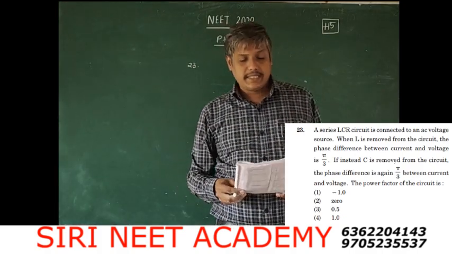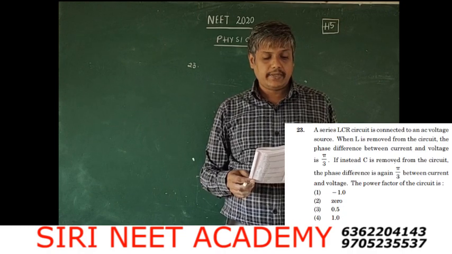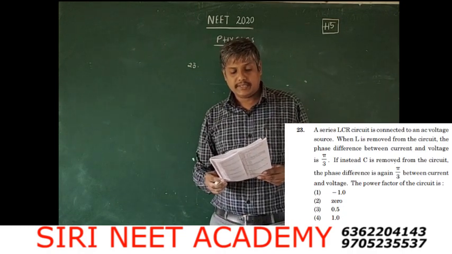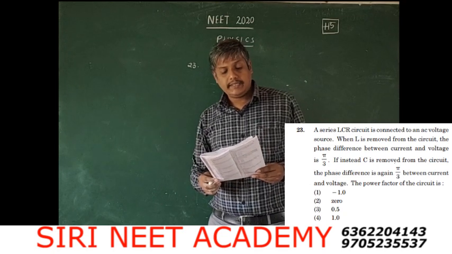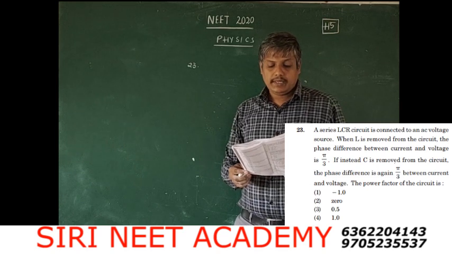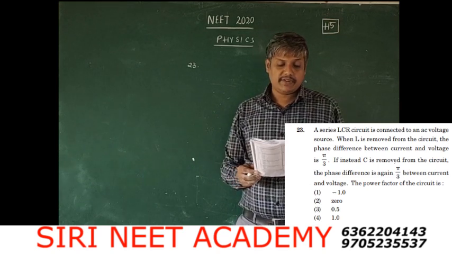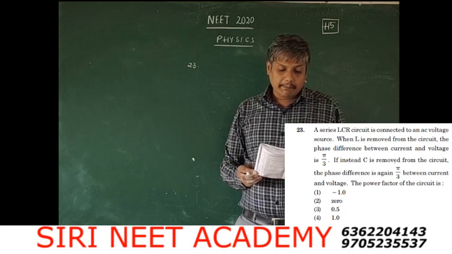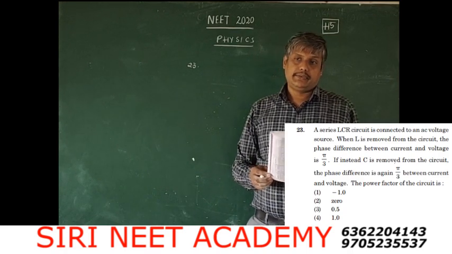Question. A series LCR circuit is connected to an AC voltage source. When L is removed from the circuit, the phase difference between current and voltage is pi by 3. If instead C is removed from the circuit, the phase difference is again pi by 3 between current and voltage. The power factor of the circuit is.